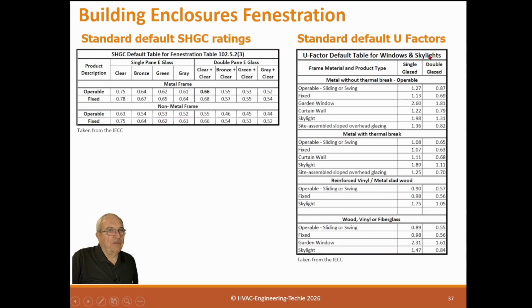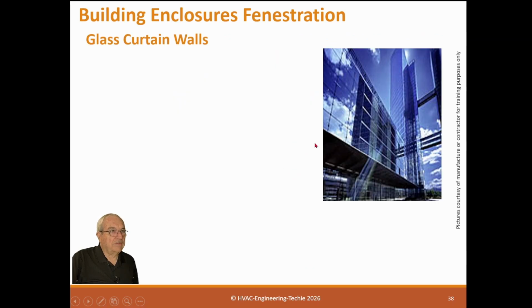This is standard default U factors for the same. You can see this is a metal without thermal break window. Metal with thermal break, reinforced vinyl, metal wood clad, wood, vinyl. It talks about fixed or operable, and single and double glaze. These are generalizations, but if you're trying to do a calculation for what savings would be, go from one wood to the other, or whatever, you can use these general factors. And these are from the IECC, so they're reasonable.